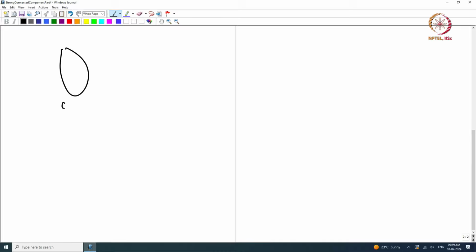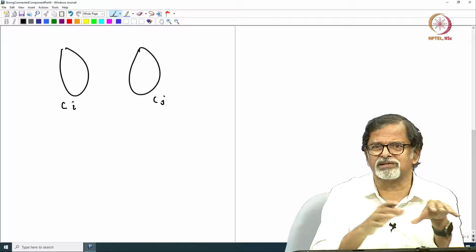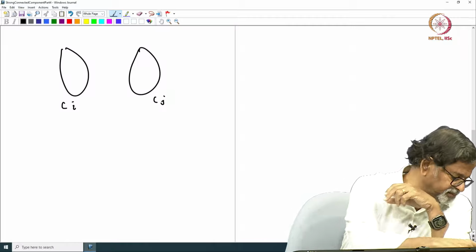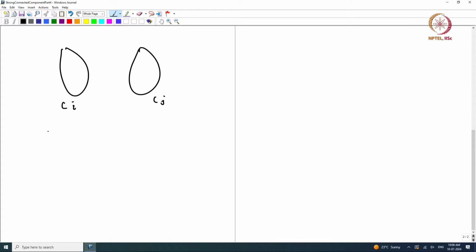So, here is Ci, here is Cj. There is an edge from Ci to Cj. We will consider two cases, two kinds of edge connections. Case 1, d of Ci is less than d of Cj. That is, the vertex in Ci is discovered earlier than the vertices in Cj.